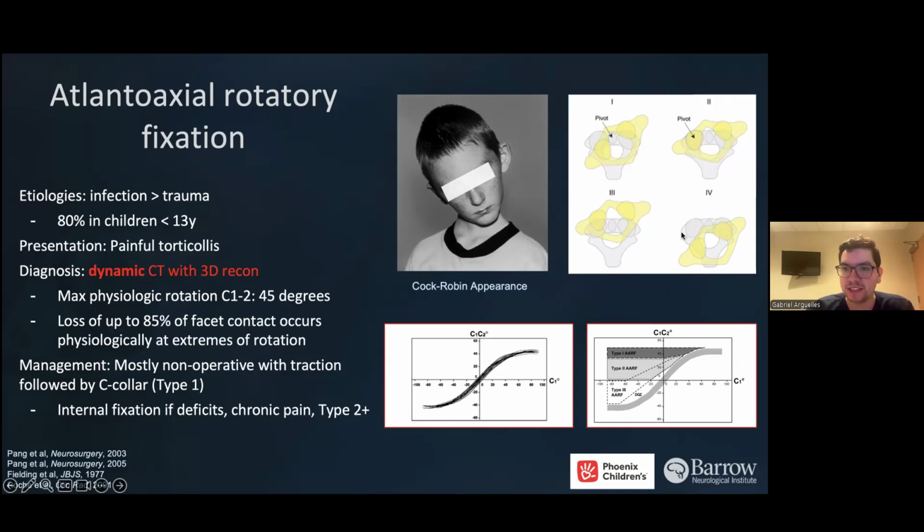That's when you really see anterior-posterior subluxation along with rotatory fixation, and that's going to present with more debilitating symptoms. But these patients often do not present in the acute phase of their trauma. They present a few days or weeks later with some chronic neck pain.